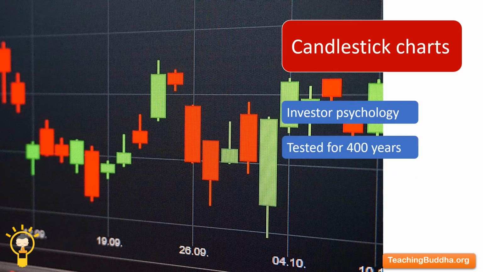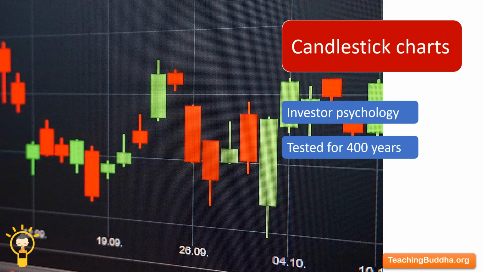Candlestick charts have been tested for around 400 years. These were developed by Japanese rice traders in the 18th century. At the time, they used to track the prices of rice. Candlestick charts depict change in investor psychology. It shows sentiments of other traders. That's what we have to know mainly: how other traders are thinking. Candlestick charts give you some idea when the buyers are going to buy and when the sellers are going to sell.